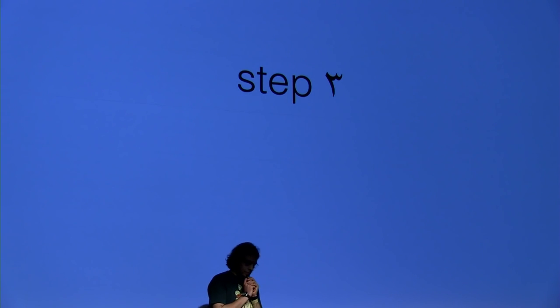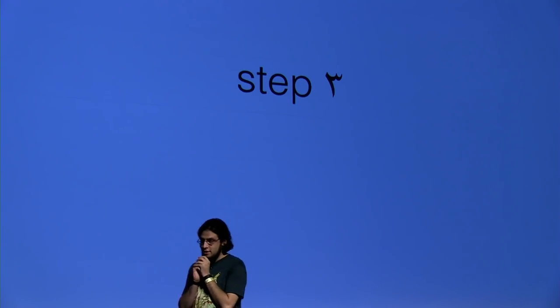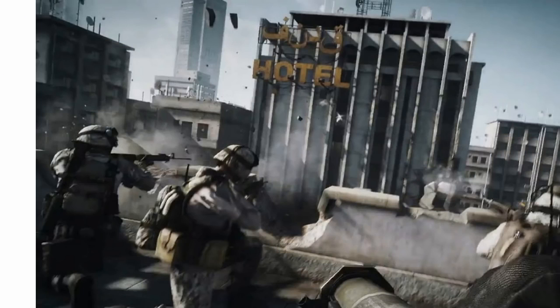So step three. Let's see an image from a popular video game, and I want you to tell me what it says in Arabic. It's up there at the top. What does the building say? Let me take it out of the image because it's kind of unclear. Okay, let me connect the letters.